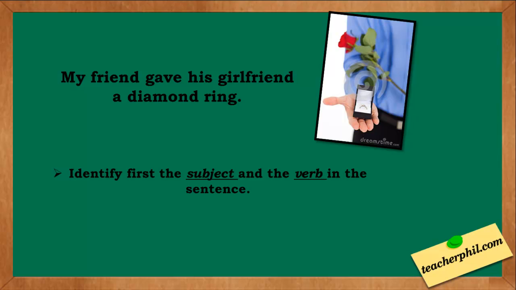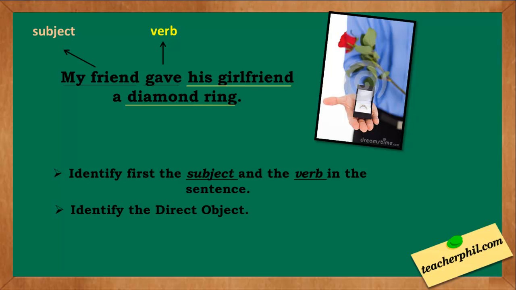So first, identify the subject and the verb in the sentence. Our subject here is my friend. It is the doer of the action. Our verb is gave. The next one, identify the direct object. But the problem is, there are two objects here, his girlfriend and the diamond ring.